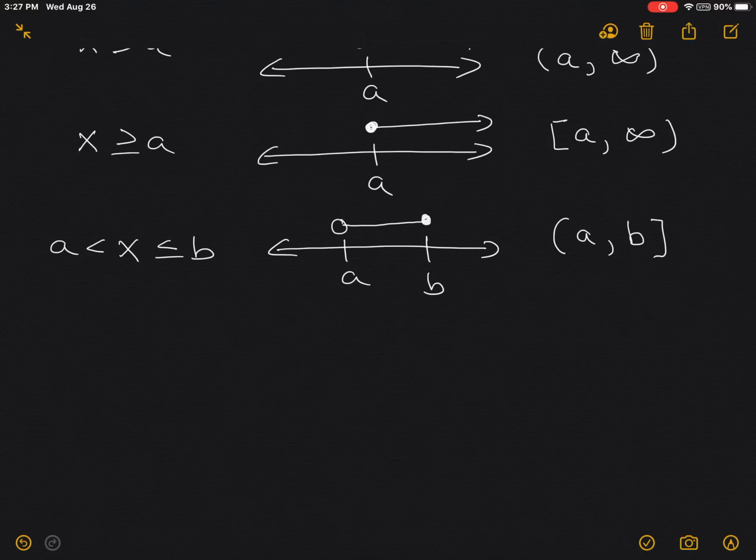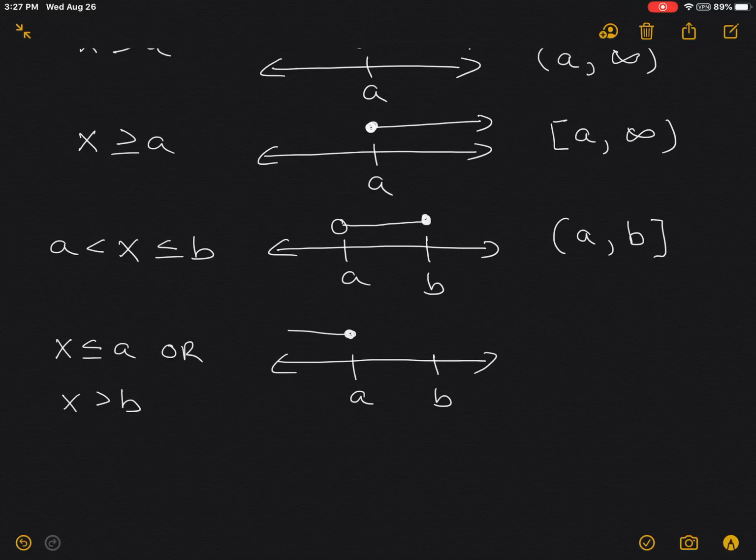What if you have a compound inequality like this? x is less than or equal to a, or x is greater than b. How would you draw that? Okay, so again, assuming that my a is less than b, here's a, here's b. x is less than or equal to a: closed circle going this direction to the left. x is greater than b, it's going to be open and going to the right.